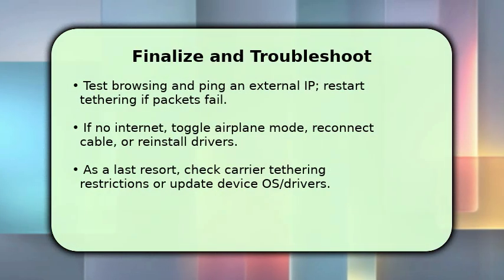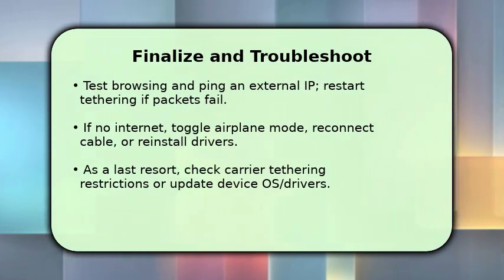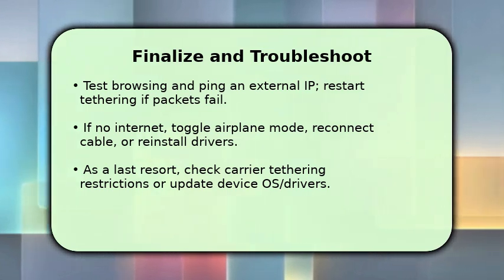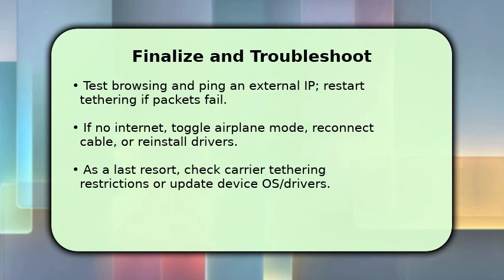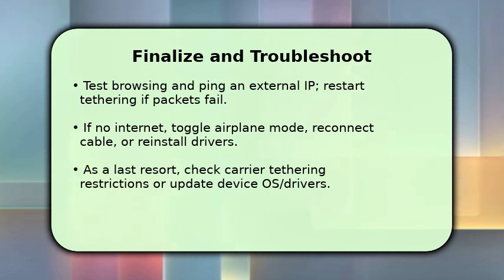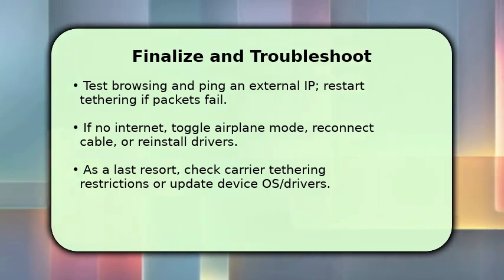Finally, you validate and finalize the connection by testing a web page and pinging an external IP. This confirms both routing and DNS. If it fails, first toggle tethering off and on, reconnect the cable, or reboot the phone and computer because many issues clear with a restart.